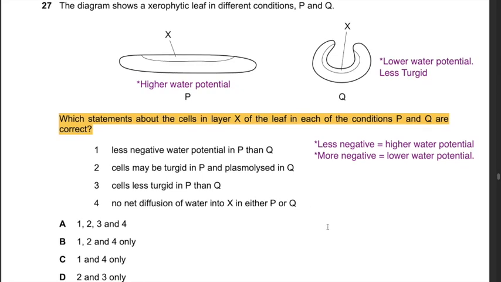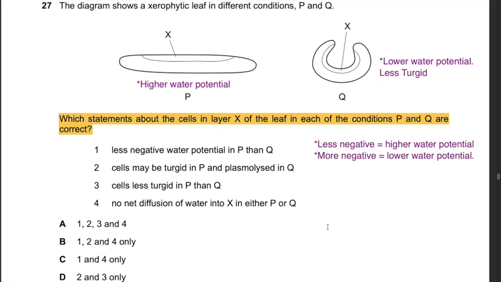Question 27. The diagram shows a xerophytic leaf in different conditions P and Q. Which statements about the cells in layer X of the leaf in each of the conditions P and Q are correct? Statement 1. Less negative water potential in P than Q. The leaf in condition P obviously has a higher water potential than the leaf in condition Q, because Q shows a leaf which is curled up. Curled up means lower water potential present, and that means less turgid it is.